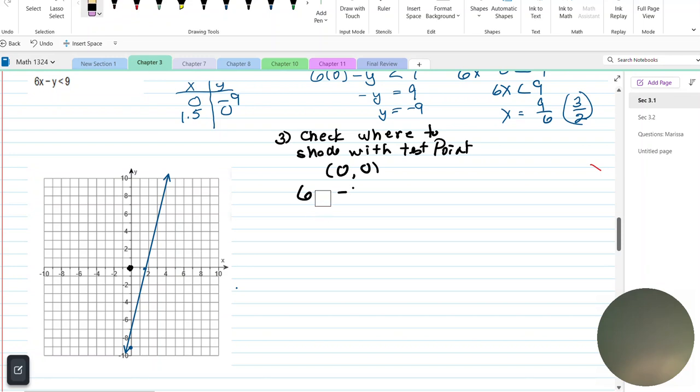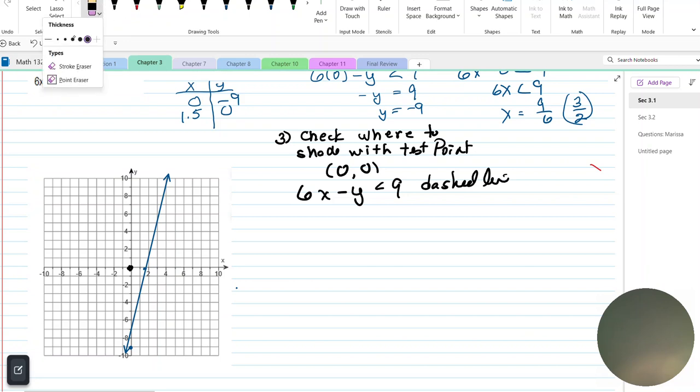Sorry about that. So we know it's a dashed line. And I need to come over here and let me get a smaller amount. And oops, still too big. That's better. And I'm going to make it a dashed line before I go any further. All right. So I have my dashed line because it's less than 9.